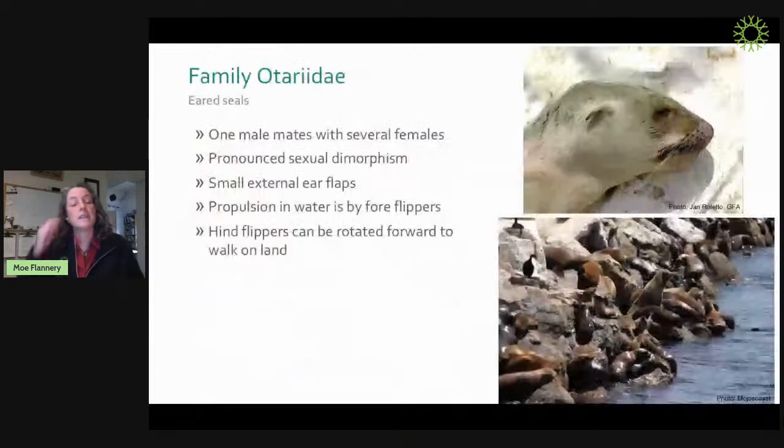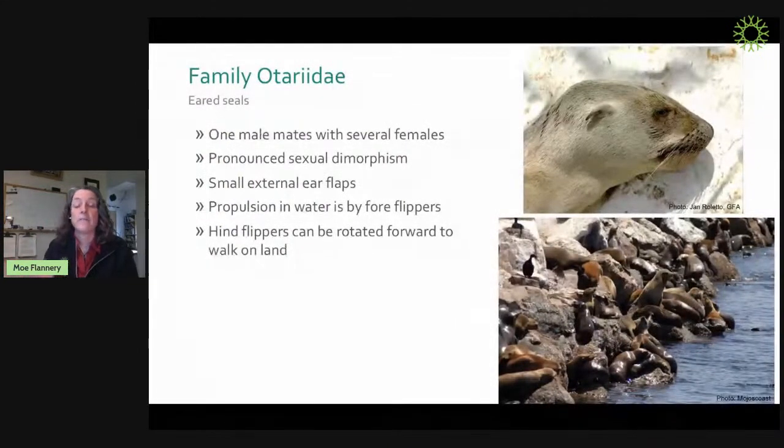So we're going to start with the otariids, which are the eared seals. One of the key characteristics of the otariids, as you can imagine, is the fact that they have ears. They have these ear pinna, which are the little flaps of external ear that stick out on the side of their heads, which is different from the phocids, which are the true seals. They do not have an ear flap or ear pinna.